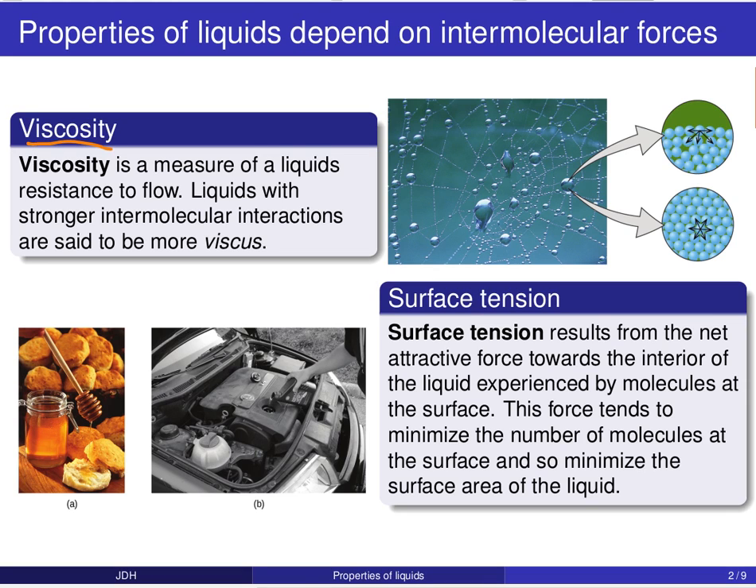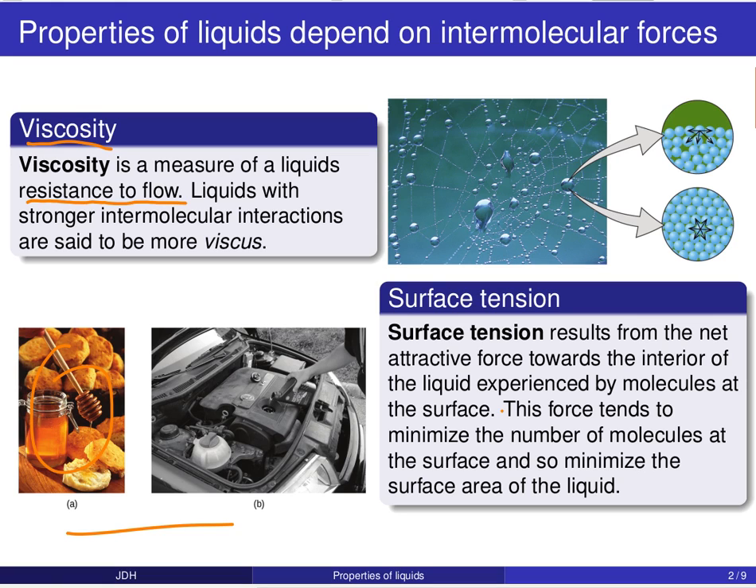Strictly speaking, viscosity is a measure of a liquid's resistance to flow. So liquids that have a high viscosity have a high resistance to flow. We've got a couple examples illustrated at the bottom of the slide. For example, honey has a very high resistance to flow, so we say that honey is a very viscous liquid.